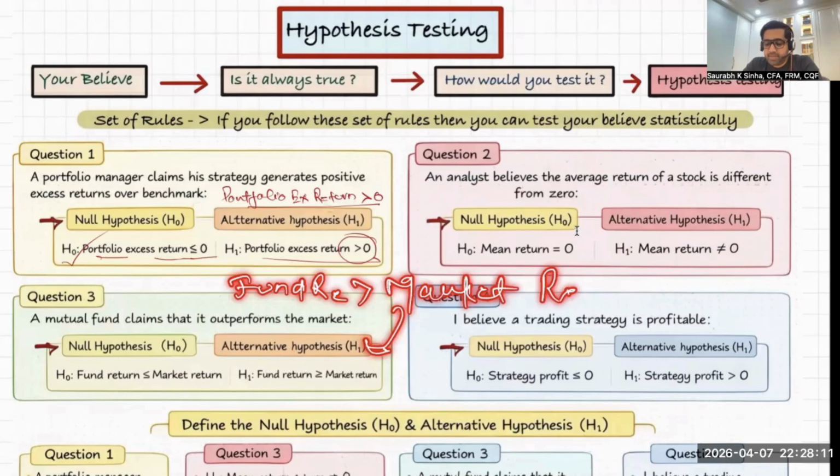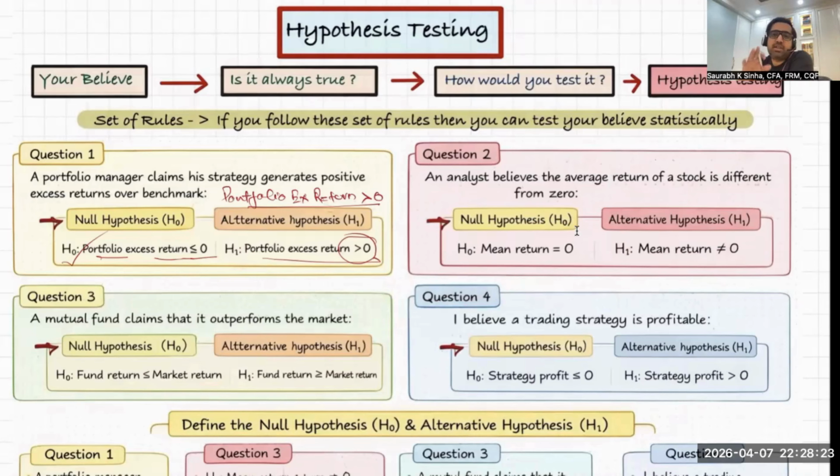That is the belief. And what is the contradictory statement? The contradictory statement is that the fund return is less than or equal to the market return. That is how we define the null hypothesis and alternate hypothesis. Very simple, very logical, and very systematic. Now I'm going to question number 4.